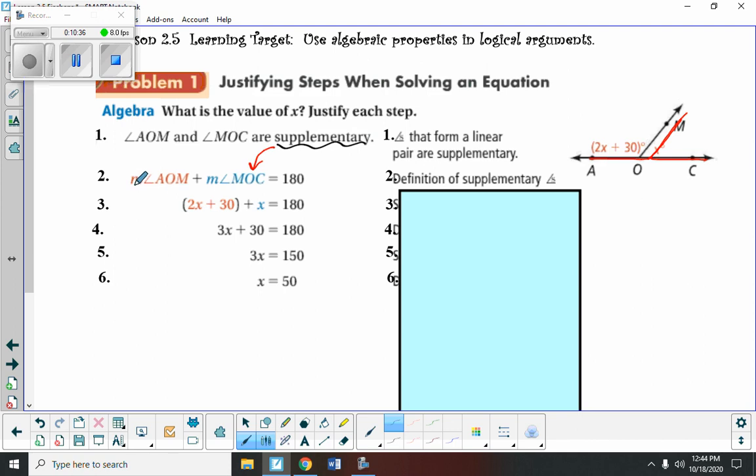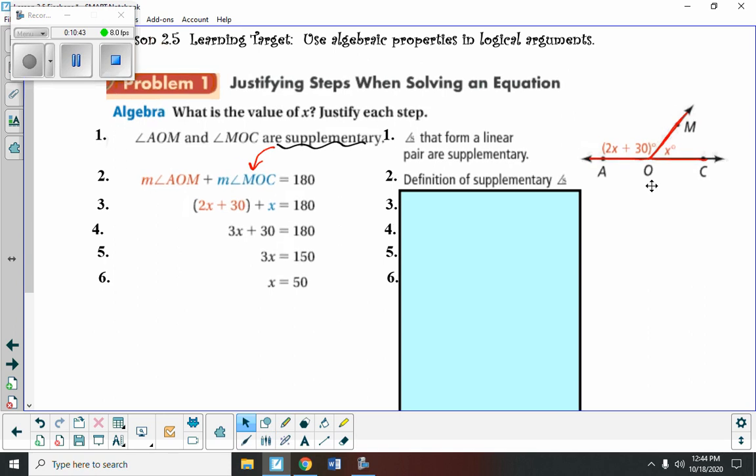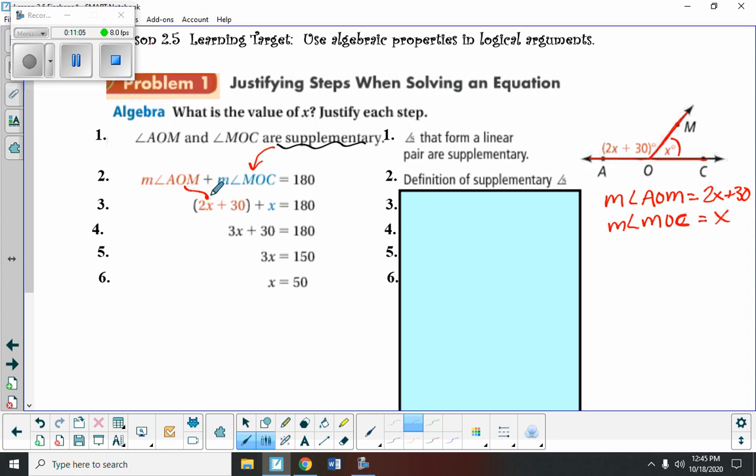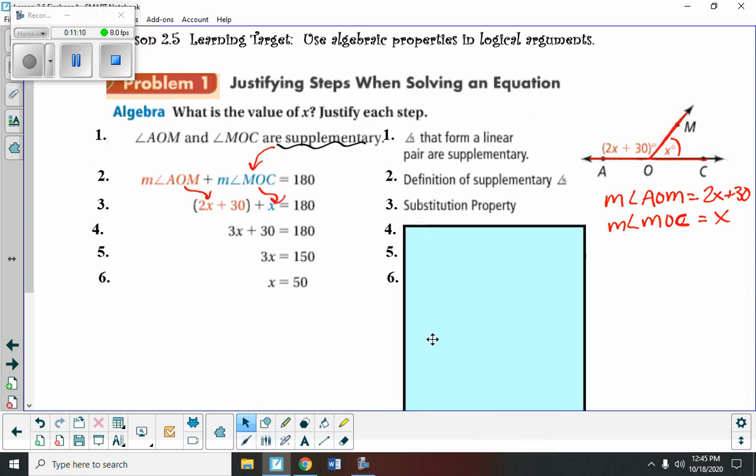Well, instead of the measure of angle AOM, so this is angle AOM here, let me move that over. Measure angle AOM, let me write this down. And what does that equal? Oh, it equals 2x plus 30. The measure of angle MOC, that's this one, that equals x. So what they did is they substituted in what each was equal to. So the third step there is substitution.